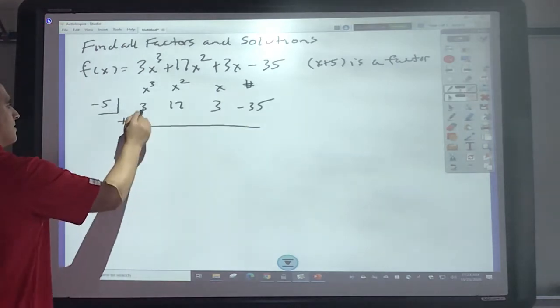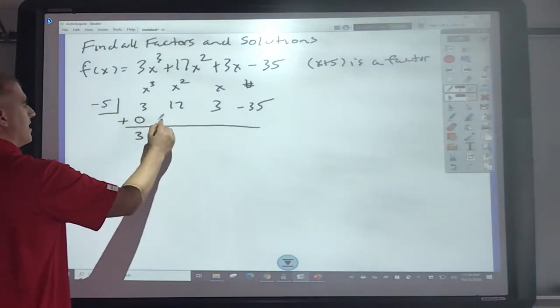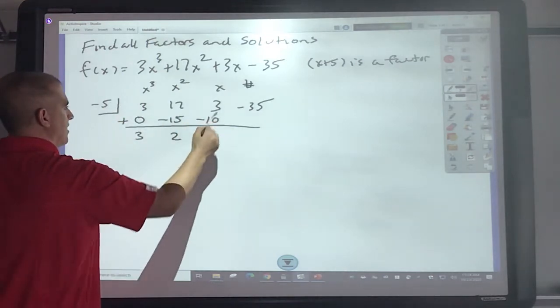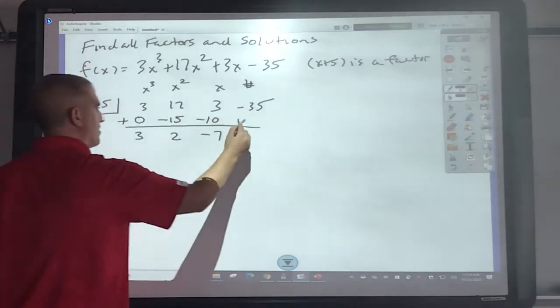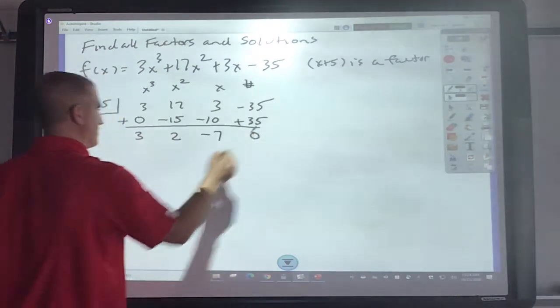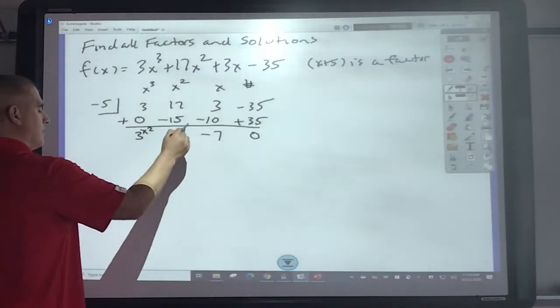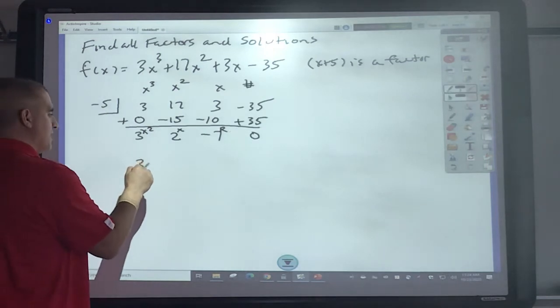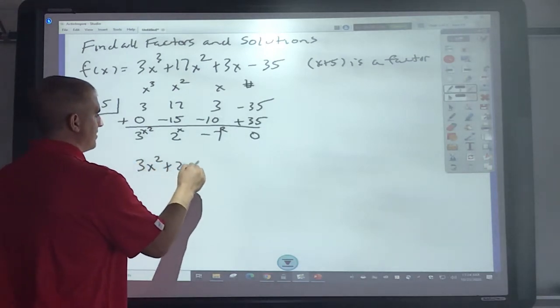Okay, so 3 plus 0 would be 3, times that would be negative 15, that would be 2, 2 times that would be negative 10, negative 7 times that would be 35, and this is good, so that's the 0. So that's x squared, x, and remainder. Now, that means that I got 3x squared plus 2x minus 7.